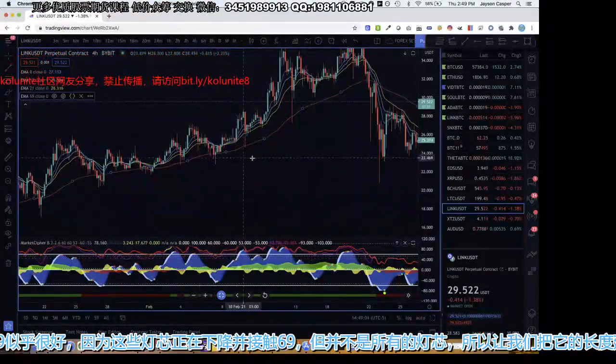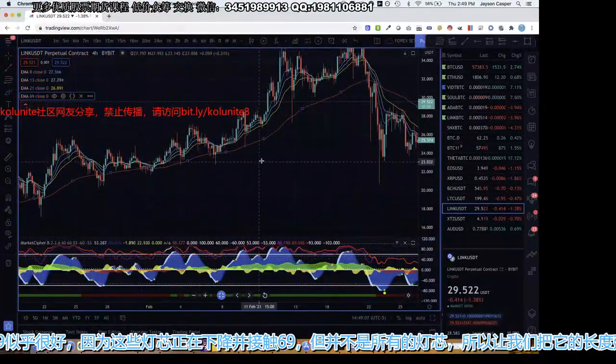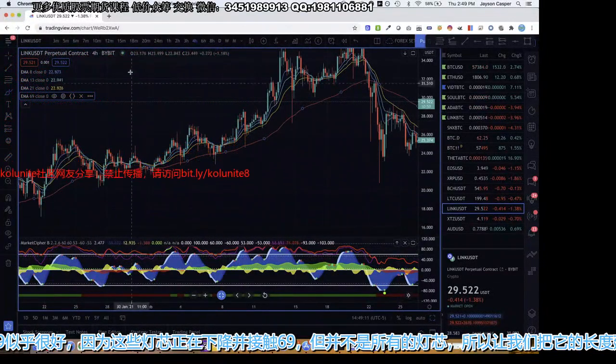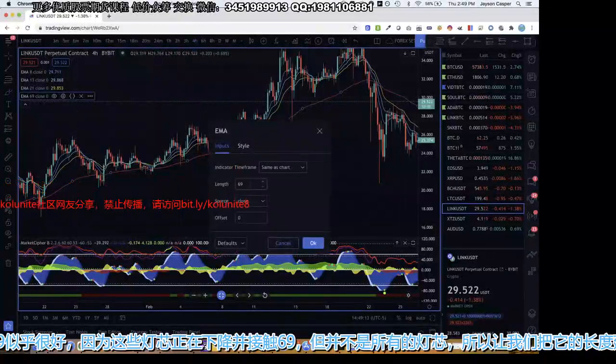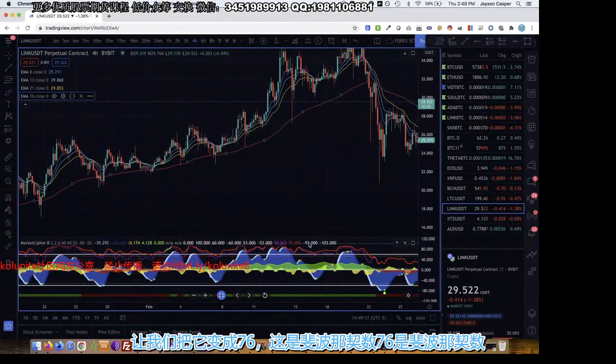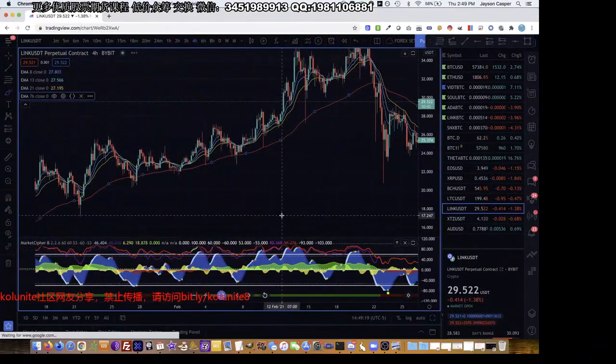Okay, 69 seems to be pretty nice because these wicks are coming down and touching the 69, but not quite all of them. So let's make it a little bit longer in length. Let's make it maybe 76, which is a Fibonacci number. 76 is a Fibonacci number. And yeah, you know what?